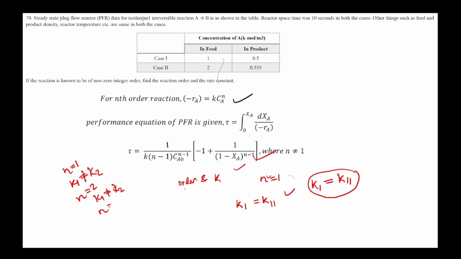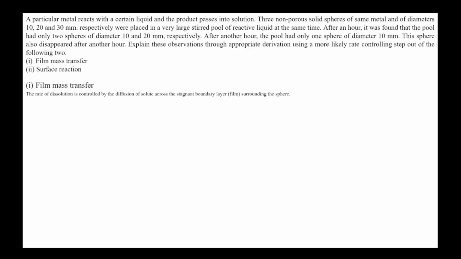For n equal to 3, k1 will be equal to k2. So our order will be 3. Okay, so do it yourself. It is a very straightforward question, very easy. Okay, switching over to the next question.